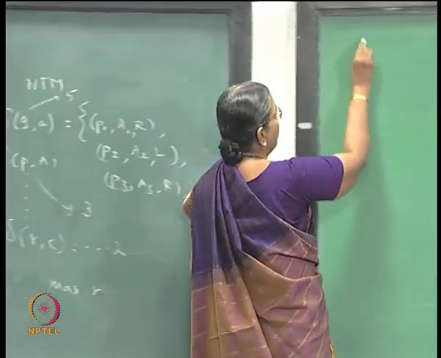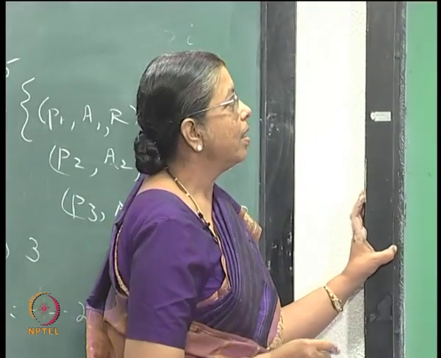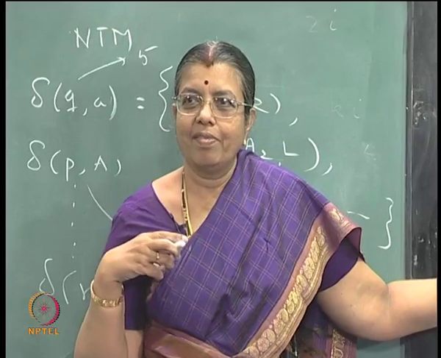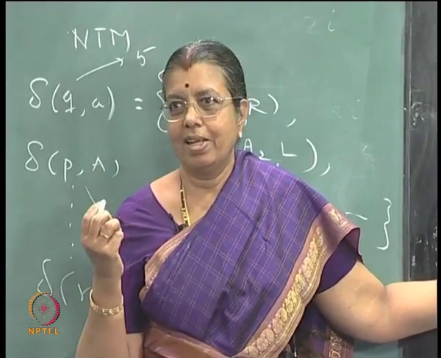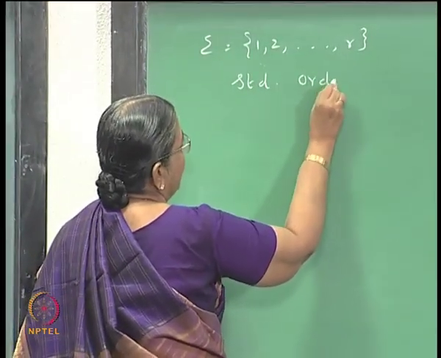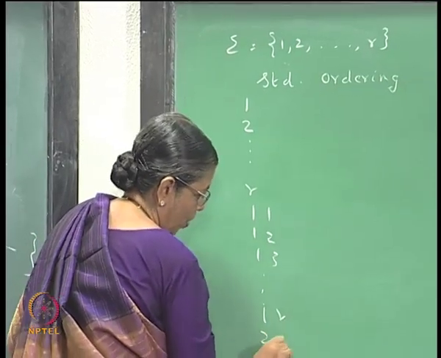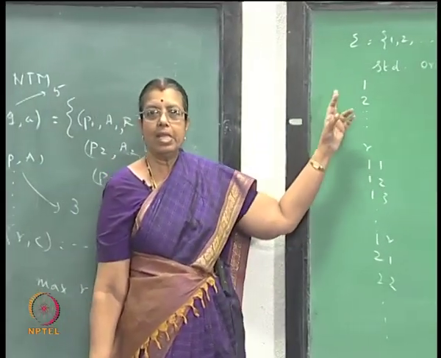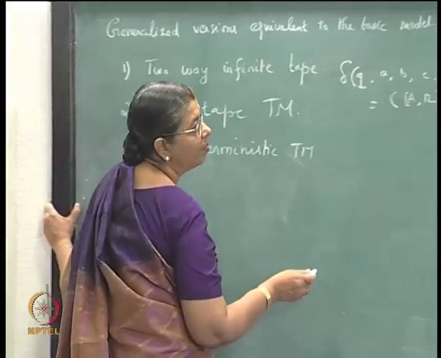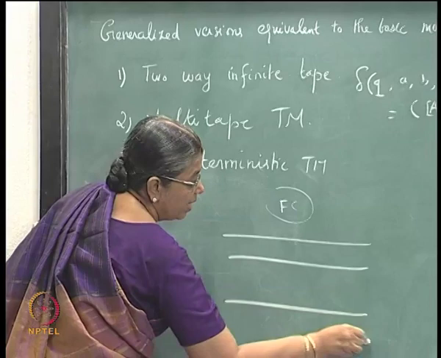Now, from this, consider sigma equal to 1 to r and generate sequences over 1 to r in the standard ordering. We have studied lexicographic ordering and standard ordering, you remember. So, if you generate strings in the standard ordering, what will be the order? 1, 2, 3 up to r, 1 1, 1 2, 1 3 up to 1 r, 2 1, 2 2. You can generate sequences over 1 to r in the standard ordering, right. So, in order to simulate a non-deterministic Turing machine with a deterministic Turing machine, the deterministic Turing machine will have a finite control and it will have 3 tapes.